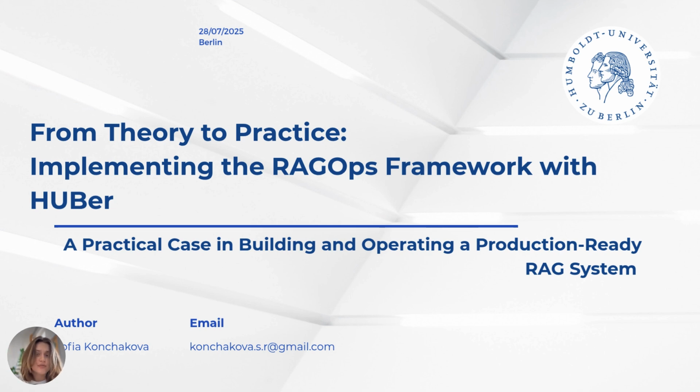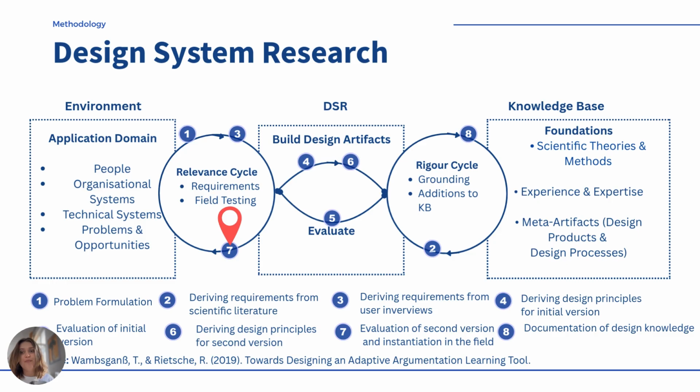If you haven't seen the first video where I introduced the theoretical foundation, you can find the link in the video description below. In the first evaluation, we assessed the theoretical foundation of the RAGOps framework, where we defined four key pillars: data management, model management, prompt management, and system management. Our research follows the design science research methodology, which emphasizes iterative development and continuous evaluation of design artifacts. This presentation marks the second evaluation cycle following the initial refinement of the framework.